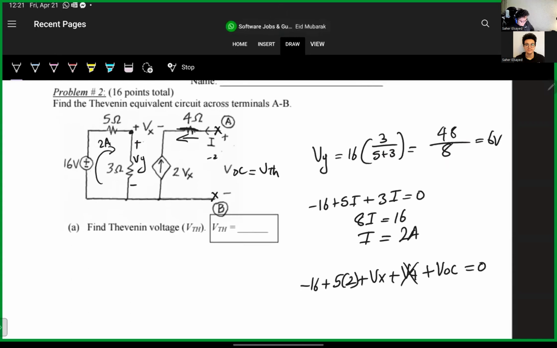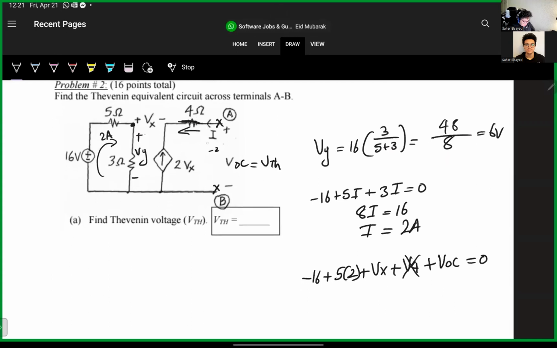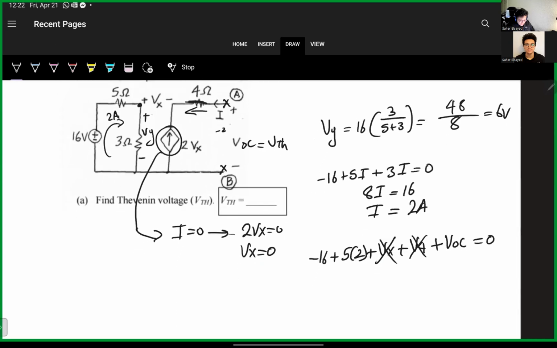Okay. What does that mean? If this is short, we know the current is 0. Current is 0, which means this current is also 0, which means 2Vx is equal to 0, which also means Vx is 0. So we cancel Vx. So basically VOC is equal to 16 minus 10. VOC is 6 volt.